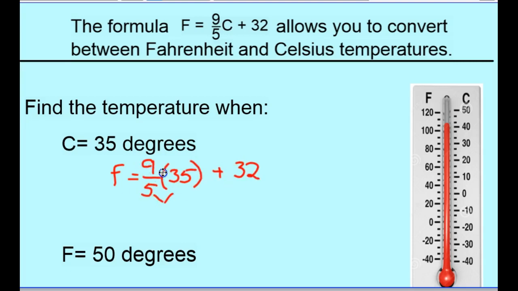So if we do this, 9/5 times 35, we get 63 plus 32, which gives us 95. So when the temperature is 35 degrees Celsius, that means it's 95 degrees Fahrenheit.